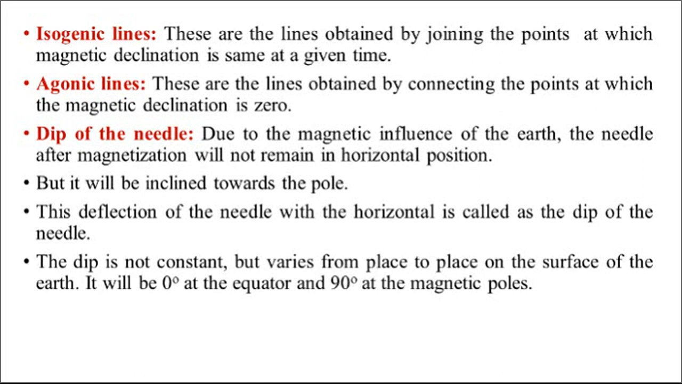So in this lecture we have studied what is meant by local attraction, then different methods for calculating local attraction, then what is meant by declination, then what is meant by dip, then what are isogonic lines and what is an agonic line. So this is enough for this lecture.